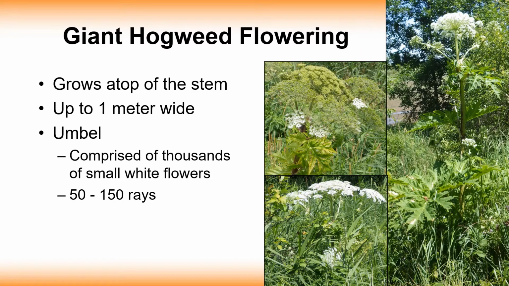The large flower heads can grow up to 1 meter wide and grow on top of stems that are 3 to 4.5 meters tall. The flowers are a cluster of small white flowers growing in an umbel, and these umbels are a common trait of plants in the carrot family. The umbels are comprised of 50 to 150 shorter stalks, all connecting to that main stem, and a single umbel can have over 50,000 tiny white flowers.